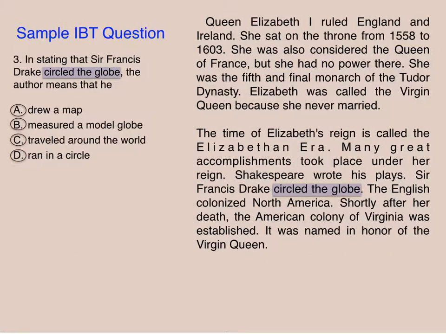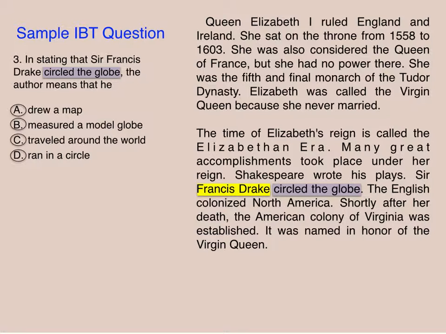Sample iBT question 3. In stating that Sir Francis Drake circled the globe, the author means that he A. drew a map, B. measured a model globe, C. traveled around the world, D. ran in a circle. So let's find the highlighted phrase, circled the globe. And here we can see it in the middle of paragraph 2. Shakespeare wrote his plays. Sir Francis Drake circled the globe.